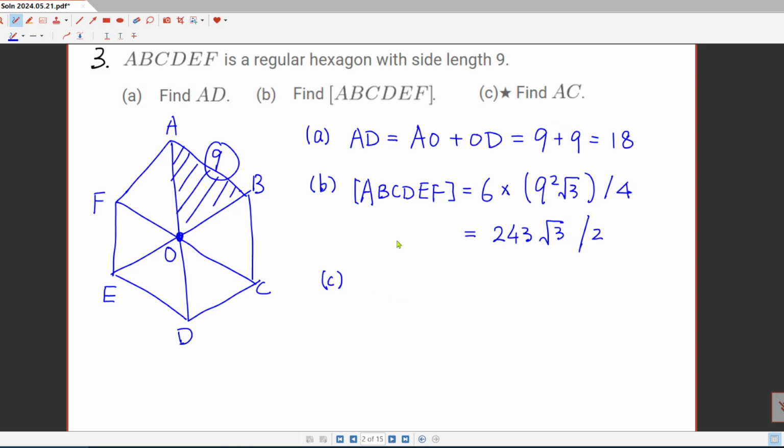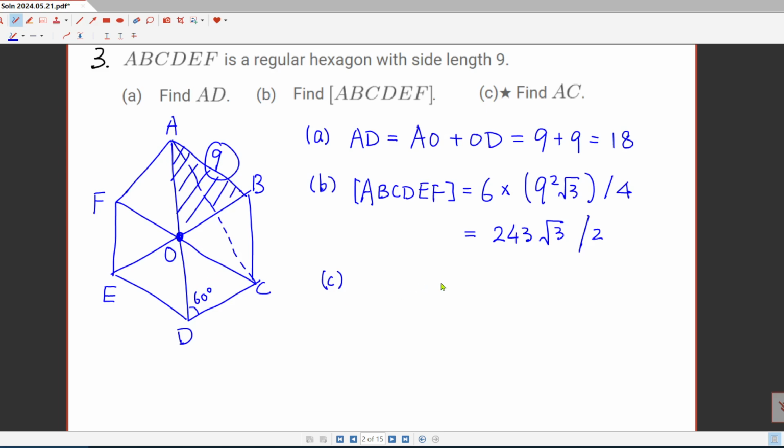Okay, question C, find the length of AC. So we know that by symmetry, AD bisects angle CDE, right? Therefore, we know angle CDA here is 1/2 of angle CDE, which is 60 degrees. And if we connect AC here, we know that CD over AD is 9 over 18, which is 1 over 2. And angle CDA equals 60 degrees.